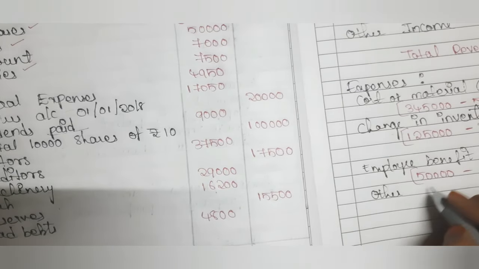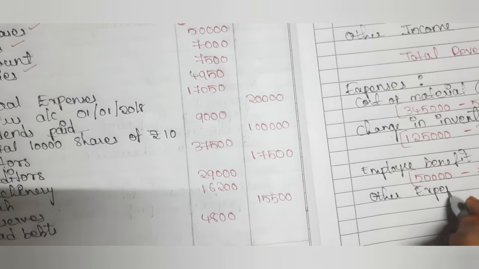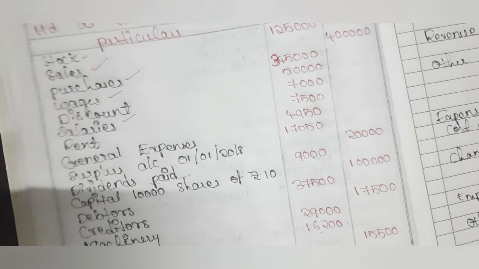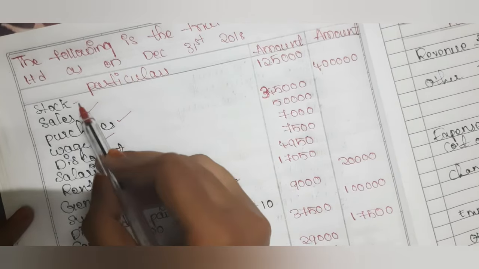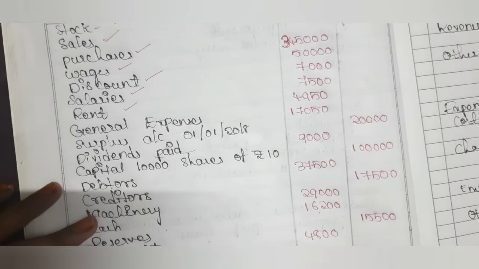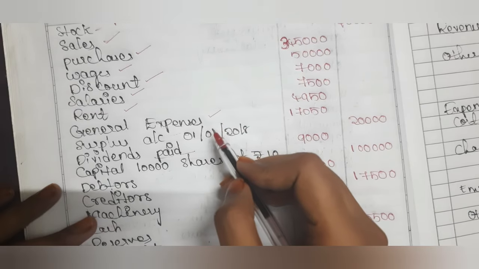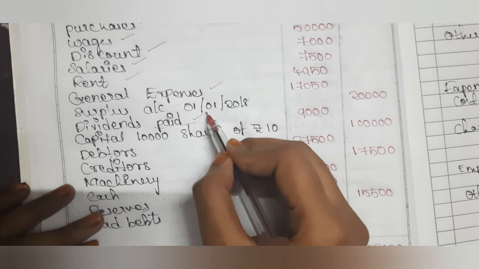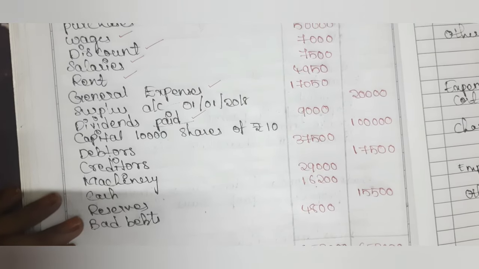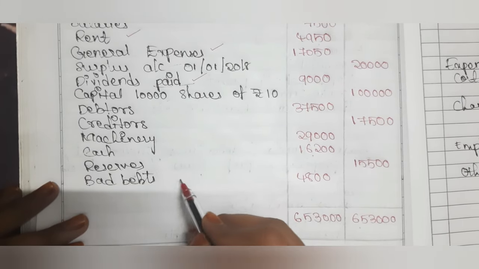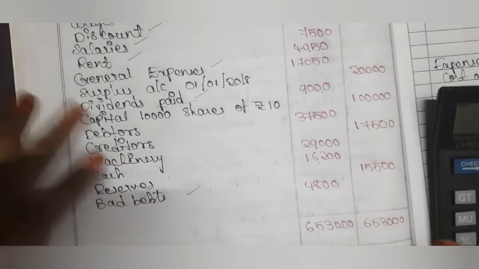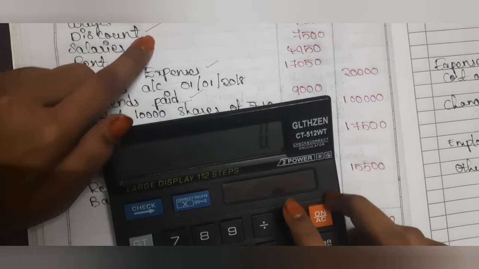Okay, other expenses. What are the other expenses? In the question you have a look. What are the other expenses you see? Discount is the other expense, rent is the other expense, and general expense is the other expense. Dividends paid, this is also other expense, and bad debts also other expense, right? Now add all these.